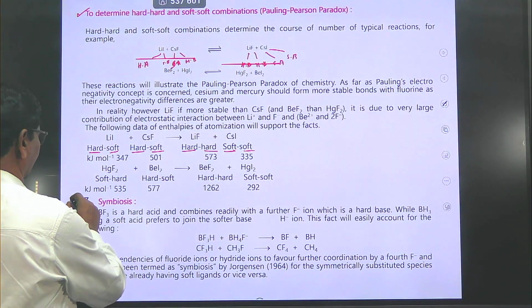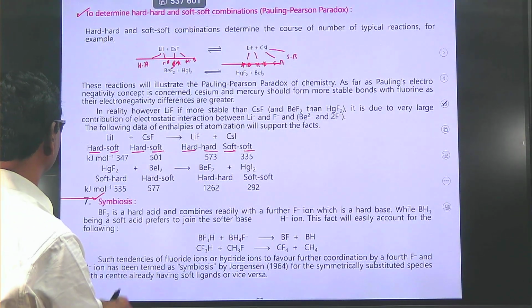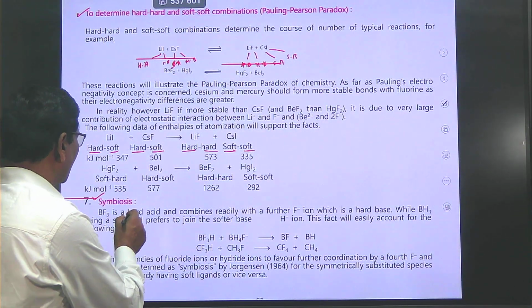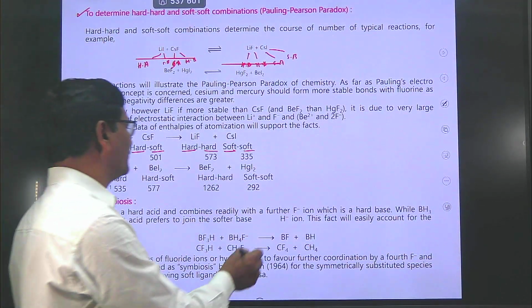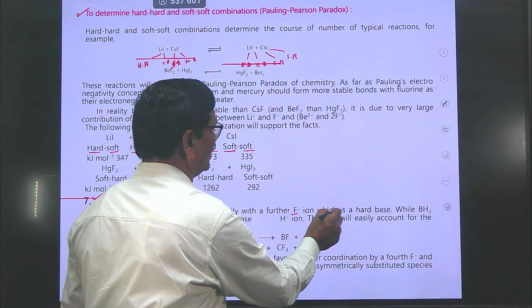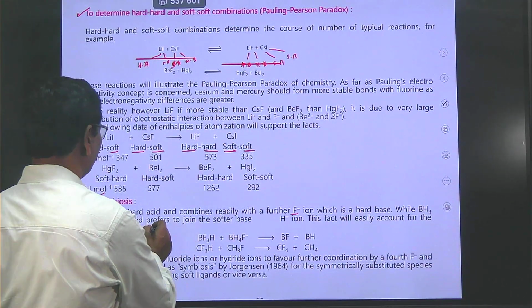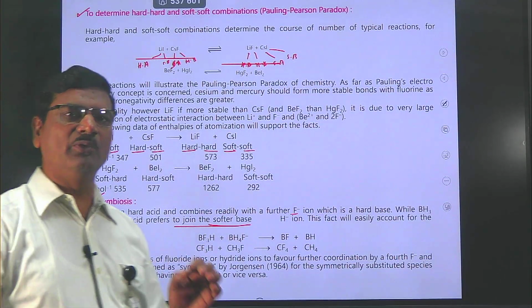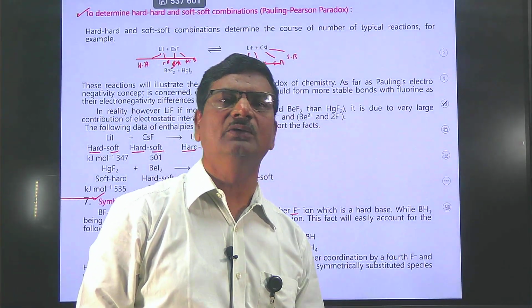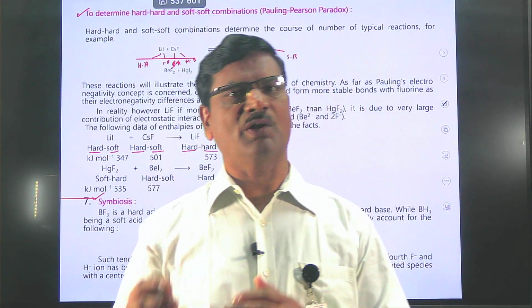Then symbiosis. Next application, symbiosis. What is meant by symbiosis? Symbiosis is nothing but BF3 is a hard acid, and it combines readily with the F minus ion, which is a hard base, while BH3, being a soft acid, prefers to join the soft base. It means in each and every application, it applies which type of combination is there, whether hard or soft. Thank you.